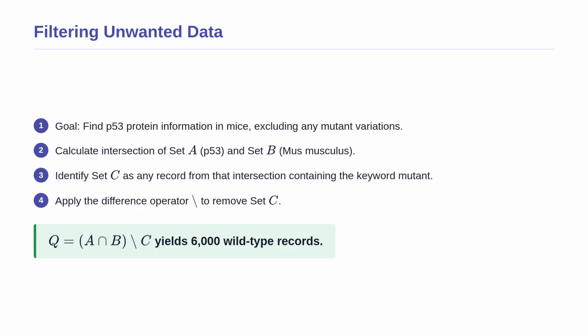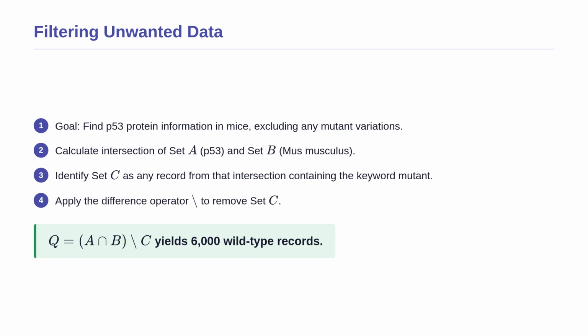Let us look at a slightly more complex real-world problem using the full formula. A researcher wants information on the p53 tumor suppressor protein in mice, but they specifically want to study the healthy wild-type protein, so they must exclude mutants. First, the system calculates the intersection of the p53 set and the mus musculus set, gathering all mouse-related records. Let us say this yields 10,000 records.